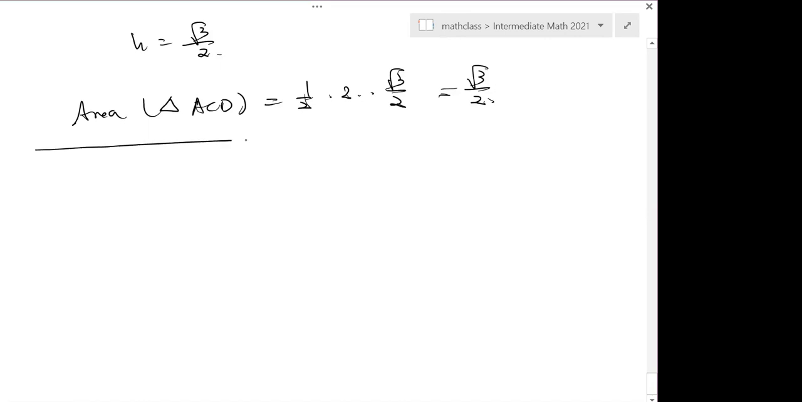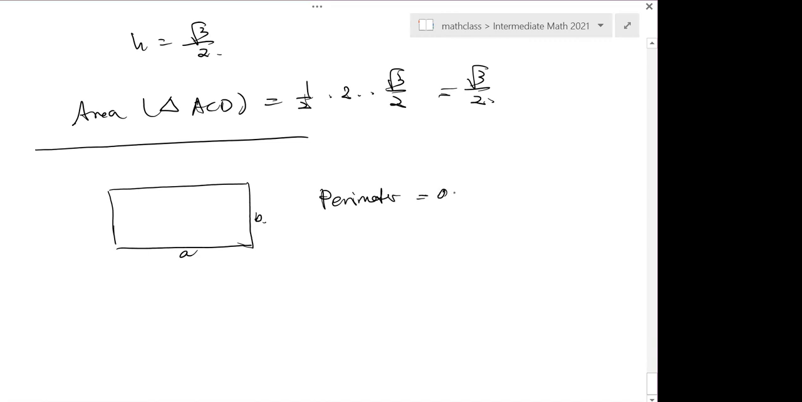All right, so this is about the triangle. I'm going to talk a little bit at the end about the rectangle. Well, everybody knows what a rectangle means, right? So A and B. For the rectangle, the perimeter is going to be A plus B times 2. The area is going to be A times B.